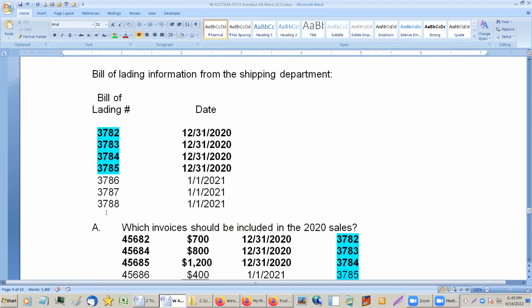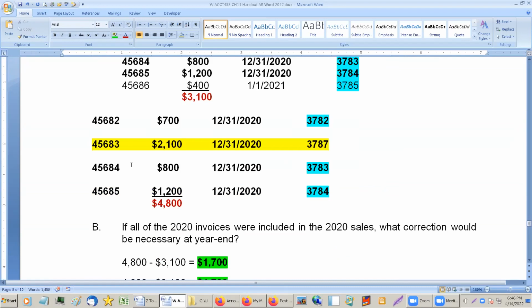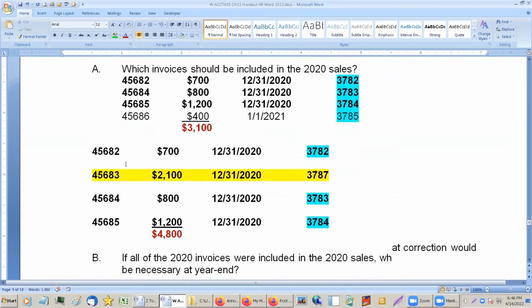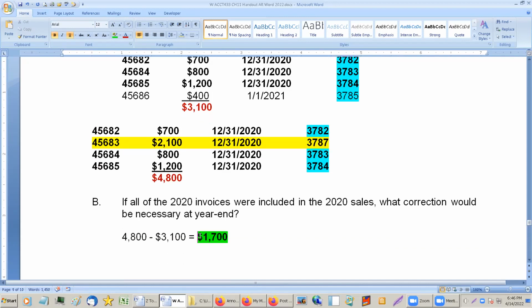Let me get this on one page so we can look at it together. Oh, I see. So instead of the 2,100, you're just taking the 400. So that's a $1,700 difference. Okay, I understand. These are the ones that should have been in there. These are the ones that were entered. And so the difference is this.